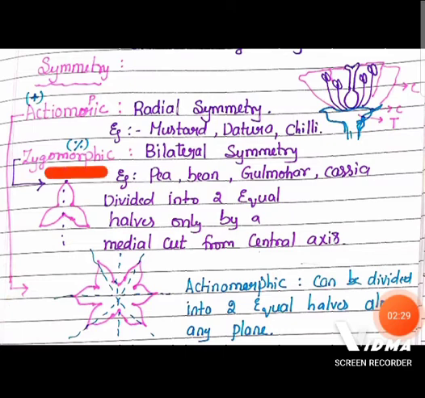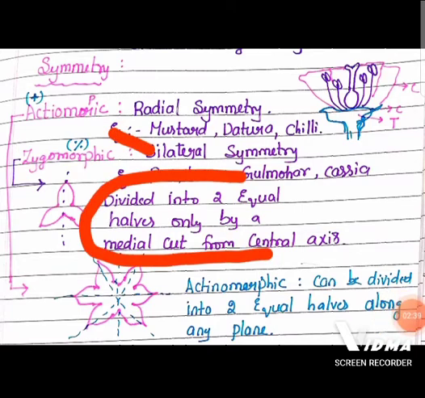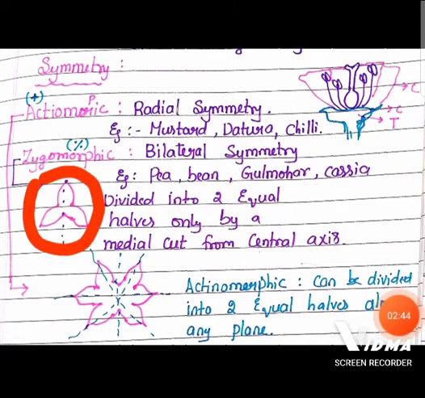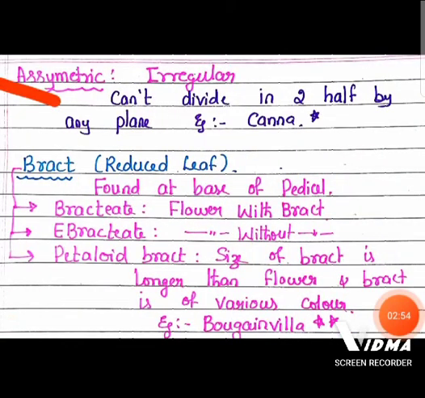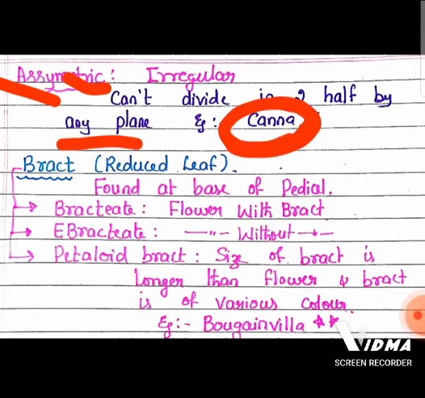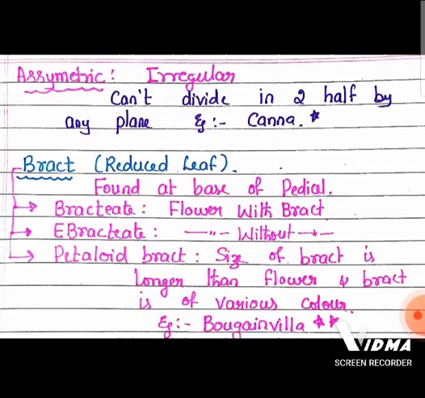And zygomorphic flower, this is the representation, the percentage symbol is for zygomorphic flower, which shows bilateral symmetry, which means the flower can be cut into two equal halves only by a medial cut from the central axis. Examples: pea, bean, gulmohar, and cassia are examples for zygomorphic flower. Now an asymmetric flower is irregular and it cannot be divided into two equal halves by any plane. Example: canna is a flower that shows asymmetry.